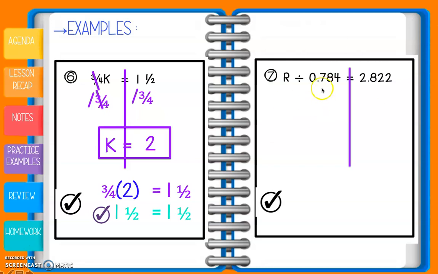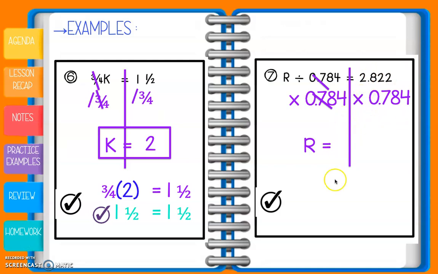We see a divide, so I know I'm going to have to multiply by 0.784 to cancel that out and get the R by itself. So whatever I do on the left, I have to come over here and do the exact same thing on the right. And I have a divide by 0.784, a times by 0.784. Those are opposites, so they're going to cancel each other out and leave us with just an R, which is exactly what we wanted. Then I'm just going to pop this in my calculator, okay, so we don't have to actually multiply out the decimals.